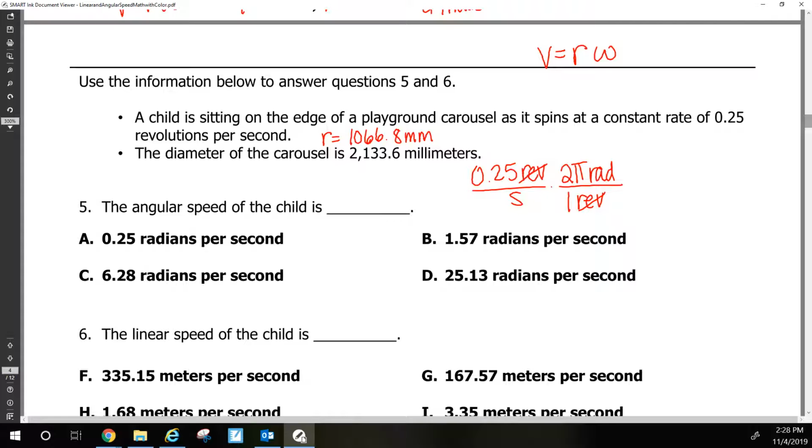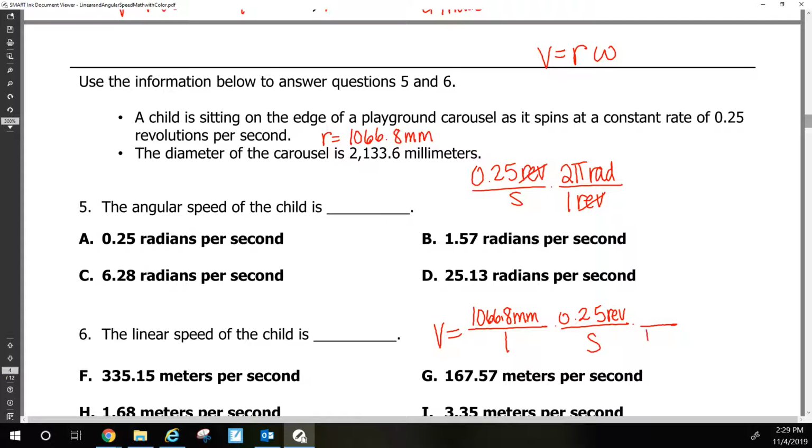And then they want you to find the linear speed. This is where we do care about that radius. So my linear speed is going to be my radius, which is 1066.8 millimeters, times my angular speed, which we said was 0.25 revolutions per second. Once you've figured out what 5 is, you can use whatever your answer is, but I'm not going to go ahead and spill the beans here.